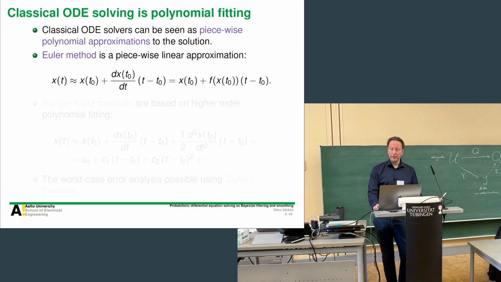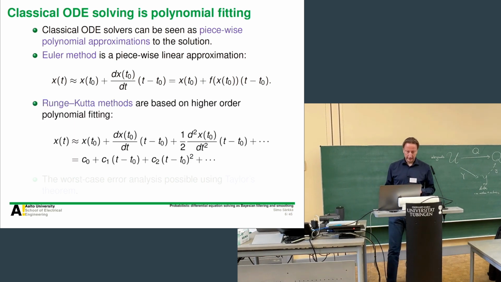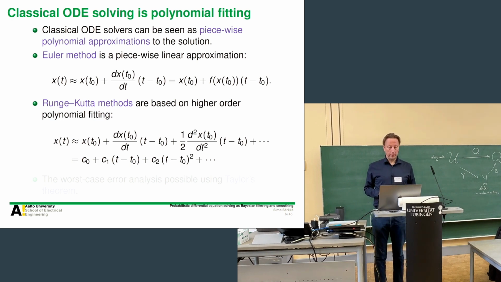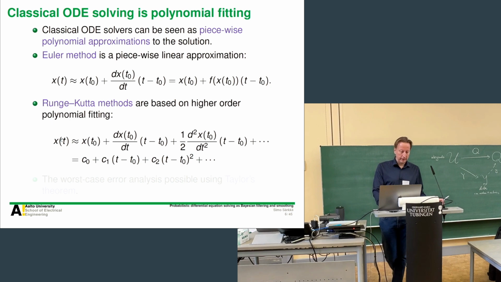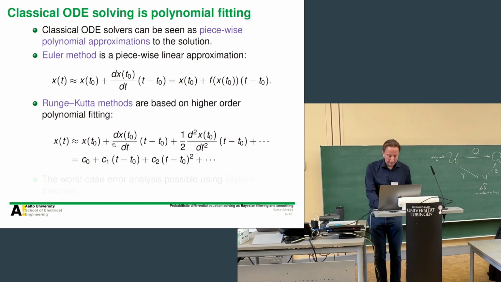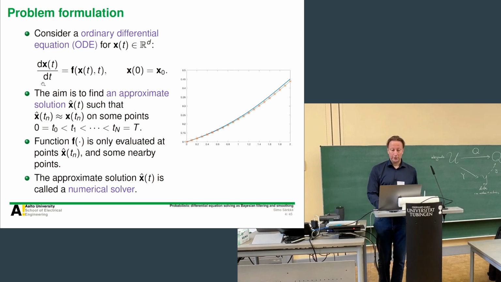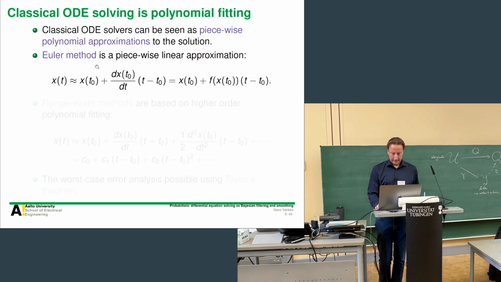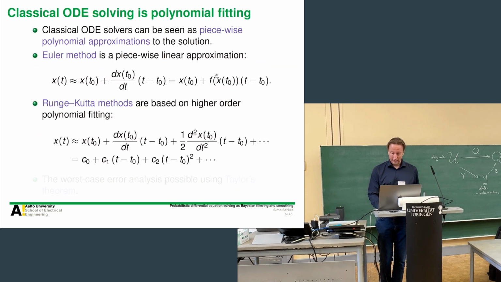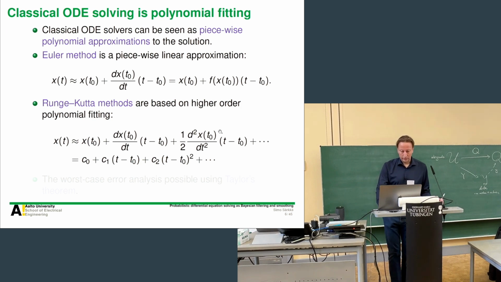And then if we look at the Runge-Kutta methods, they can actually be seen as higher order polynomial fittings. If you look at the derivation, in general, if I wrote down the Taylor expansion of the solution, it would contain the value, the first derivative, and the second derivative. The differential equation only gives me the first derivative, because it tells us that the first derivative needs to be equal to f of x. But then to get the second derivative, I would need to differentiate the function, and to get even more derivatives, I would need to differentiate it multiple times.